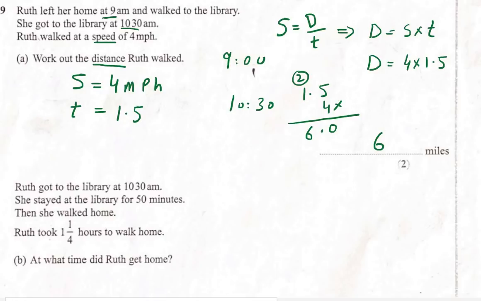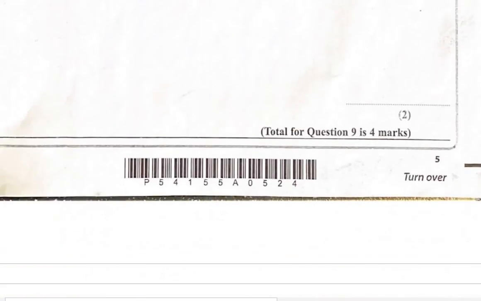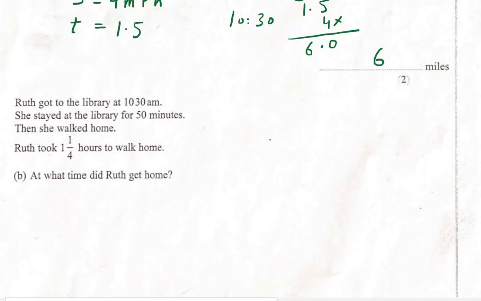Okay guys, so B part, this question looks a little bit long, but it's not hard, it's easy. Ruth went to the library at 10:30 a.m. and she stayed at the library for 50 minutes. Then she walked home. It took 1 1/4 hours, so I mean 1 hour and a quarter hours to walk home. At what time did Ruth get home?